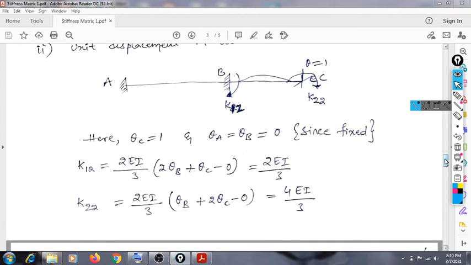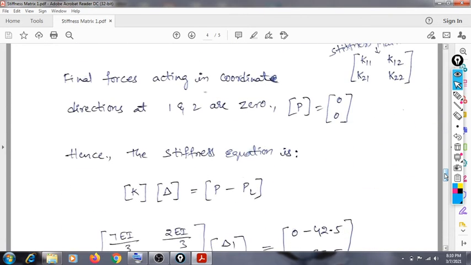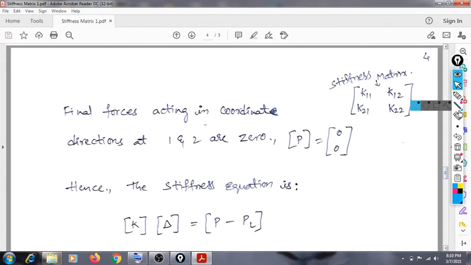So we have K11, K12, K21 and K22. Now we are substituting the K values in this 2 by 2 stiffness matrix, and the final forces in directions 1 and 2 are 0. The forces are 0 because there are no horizontal forces and no other forces influencing this, so we have taken them directly as 0. In the coming questions, let us have some forces.